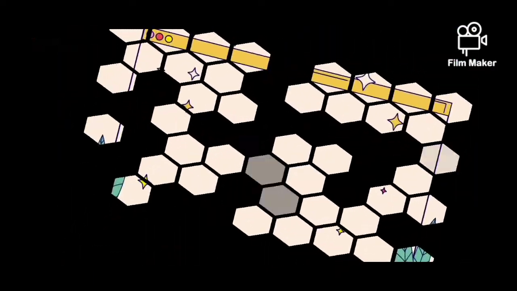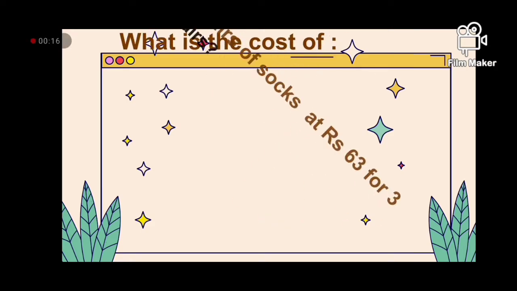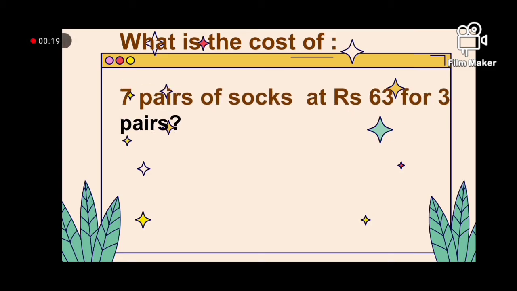Now I have taken some more examples from exercise 6a, question number 4. What is the cost of 7 pairs of socks at rupees 63 for 3 pairs? What does it mean? It means we have to find out the cost of 7 pairs of socks if the cost of 3 pairs of socks is rupees 63.